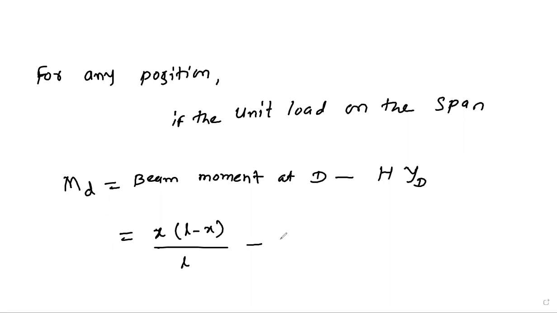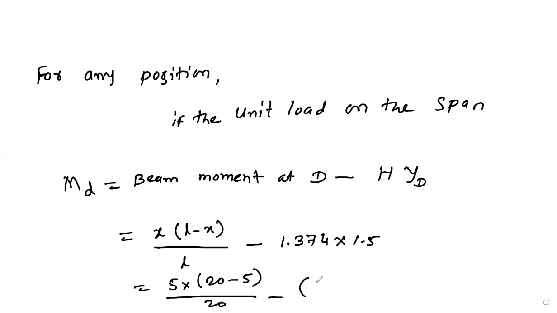Minus, okay, at 5 meter, what is the value of the ordinate of H? How much did you say, 1 point what? 1.374 into YD, which is 1.5. Is it okay? So x is 5 meter, L is 20, minus 5, divided by 20, minus 1.374 into 1.5. How much is it? Give me the value.